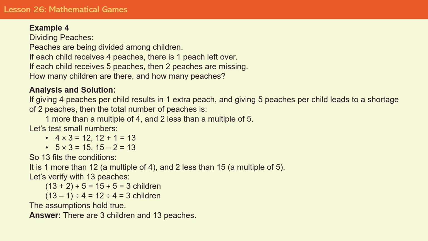It is 1 more than 12, that is a multiple of 4, and 2 less than 15, that is a multiple of 5. Let's verify with 13 peaches, we can find that 3 children can satisfy both conditions. The assumptions hold true. The answer is there are 3 children and 13 peaches.